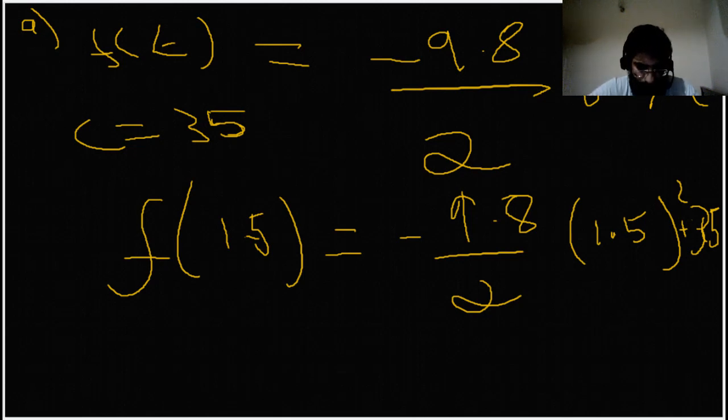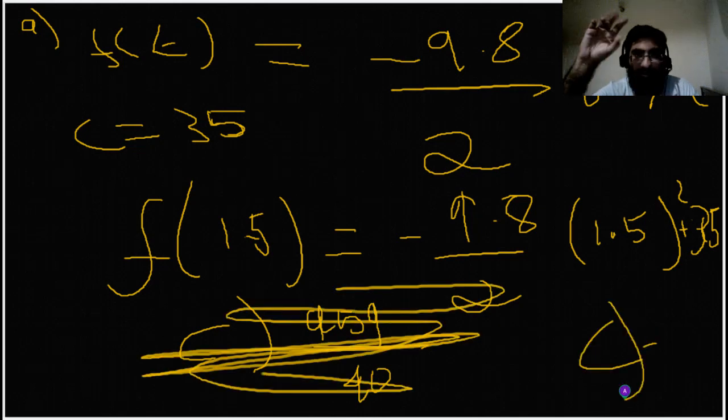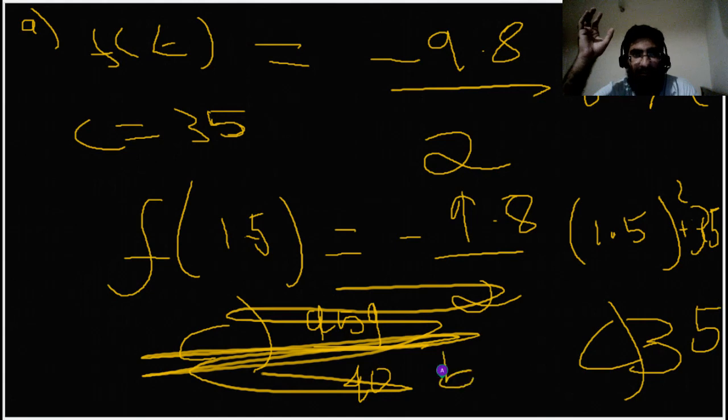And 959 by 40. Is that the height? Height of the arrow is 23.975. Sir, C answer. C is 35. F of 0 is 35. You told me C. You told me I lied. You're mumbling various phrases here and there, and I don't understand what you're saying.